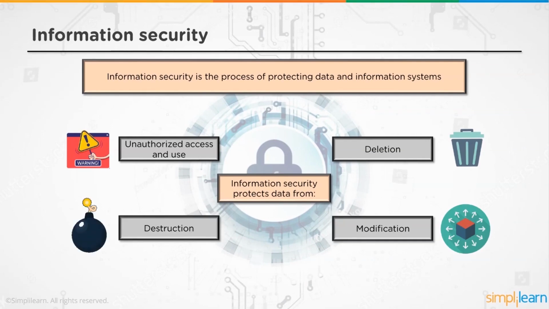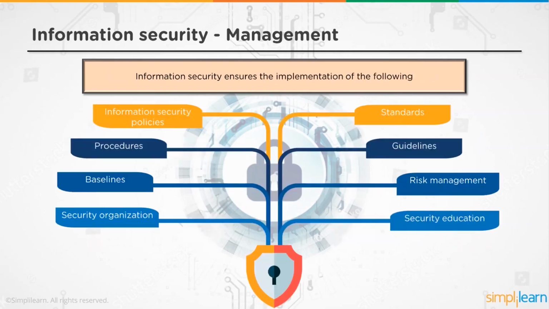Destruction could not only be deleting data, but it could be something like a ransomware where the data gets encrypted, so it's still there, it's just not accessible to you. Now, information security ensures the implementation of these following aspects. The first and foremost comes from information security policies, which is the governance aspect of it.